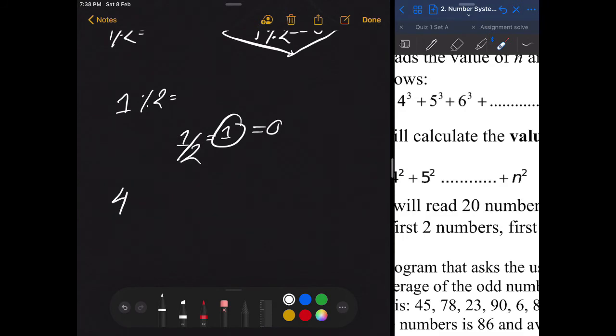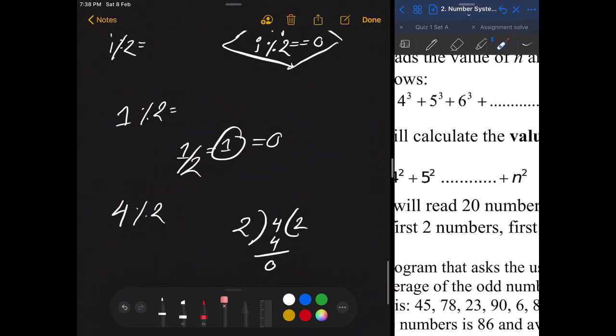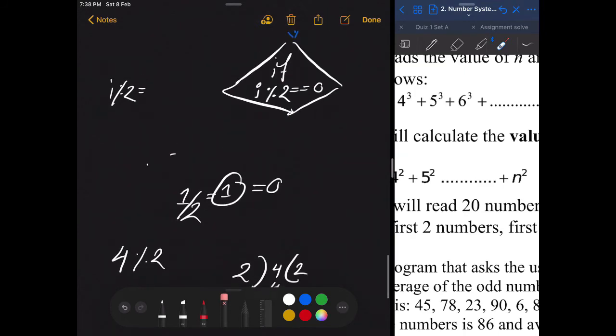For the case of 4 mod 2, we are going to divide 4 by 2, and the remainder would definitely be 0 because this is an even number. So this is the mod sign, and this is what the mod sign represents.